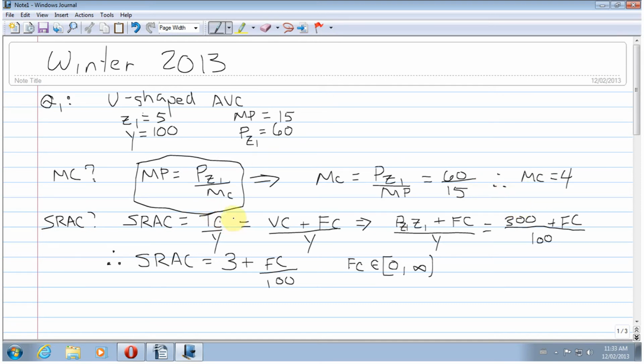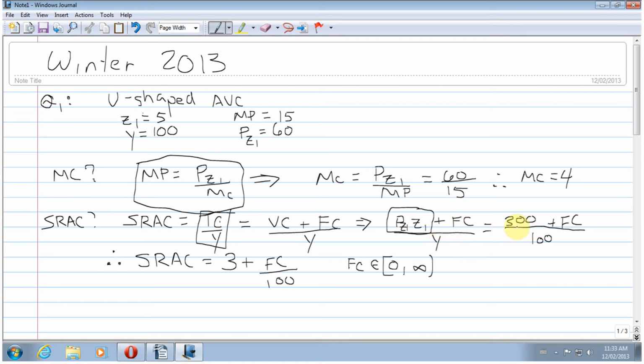The second part of the question was short run average cost. The formula that you need to know there is short run average cost is total cost over Y. Total cost is comprised of variable cost and fixed cost, so I just separated out total cost into its components, still over Y. Variable cost is the price of the variable input times its quantity, realizing that there can be more than one variable input, in this case there's not, plus the fixed cost, which in this case we know nothing about, over the total quantity, which is Y.